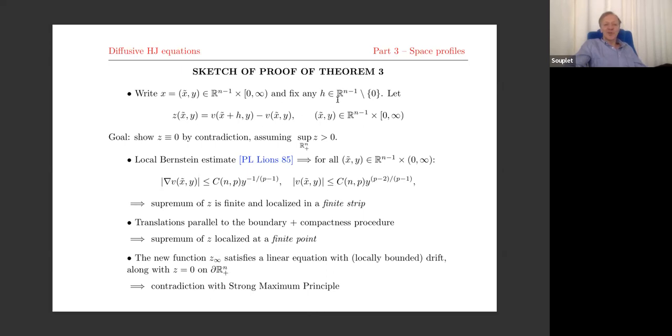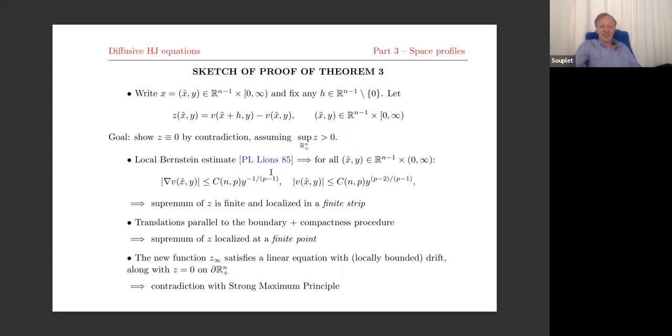You consider tangential translations, let's say fix any vector h in the tangential plane, and you consider, of course, the difference between v and its translate. Okay, and you want to show that it is zero. If you show it is zero for any h, then it means that the solution is one-dimensional. So assume for contradiction that, for instance, the supremum is positive.